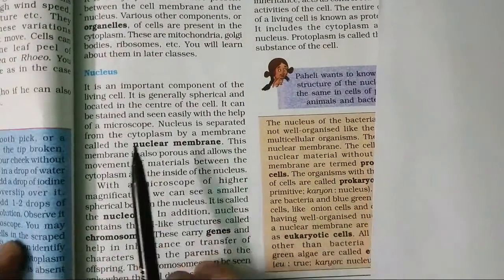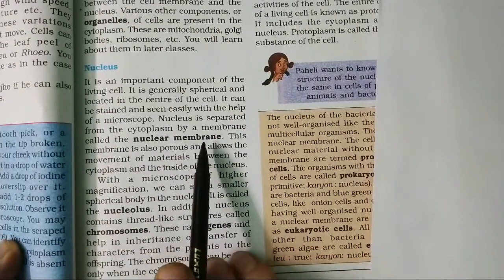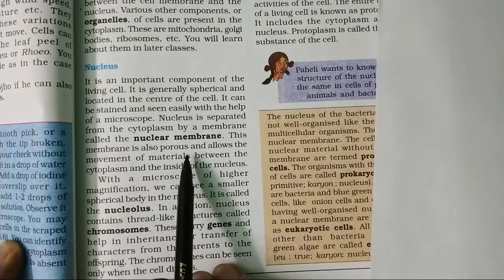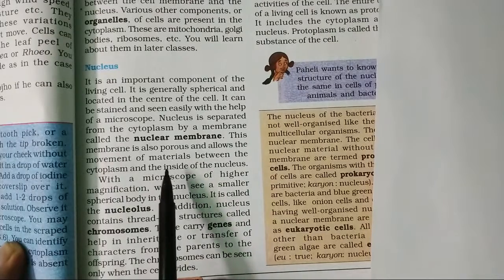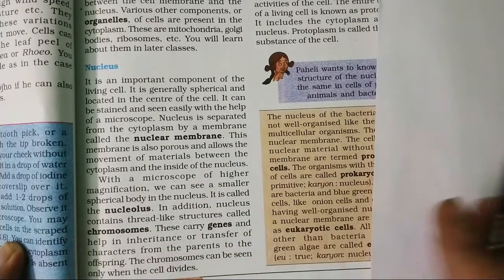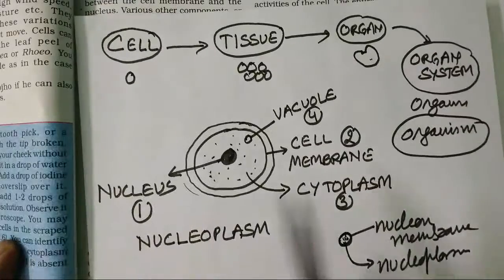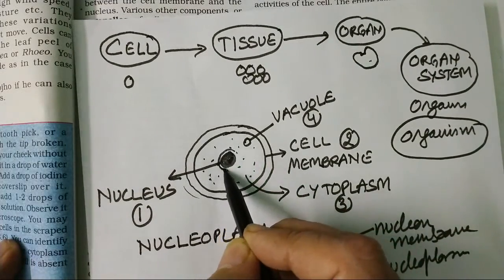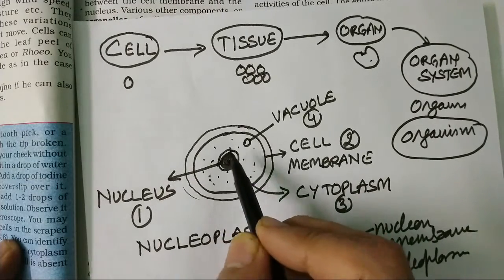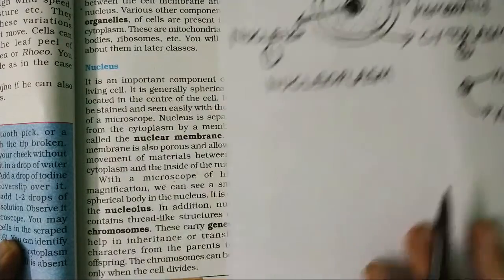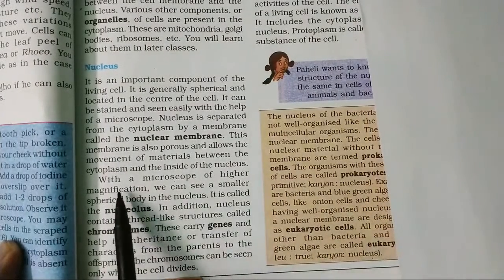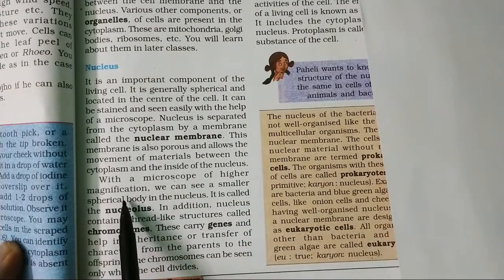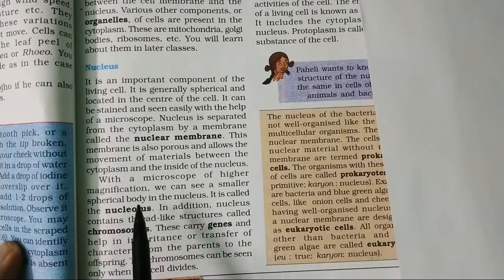The nucleus is separated by a nuclear membrane which is a boundary. This is also porous and allows the movement of material between the cytoplasm and the inner part. So this nucleus has got a boundary outside it. If I make a boundary, this will make a boundary of the nucleus, which is called a nuclear membrane. Under a microscope of higher magnification, we will see that the body inside the cell will have a nucleolus.